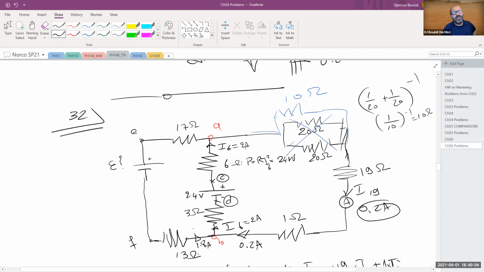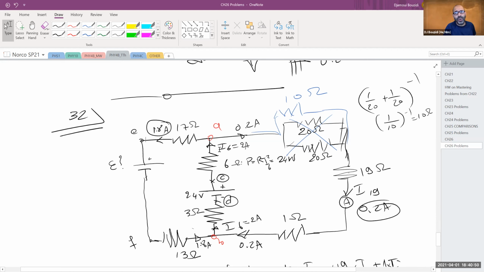Does this make sense to you guys in terms of charge conservation? In other words, at this point in here, we have 2 amps came in, and this current is 0.2 amps. So there is a current in here that needs to leave, which is the difference between the 2 and 0.2, and that is exactly 1.8 amps. Does this make sense to you guys that this current through the 17 ohm must be 1.8 amps in this direction? Okay, in this direction, which is critical too. The direction matters a lot because that means A is at a higher potential than E, because the current is going from A to E.